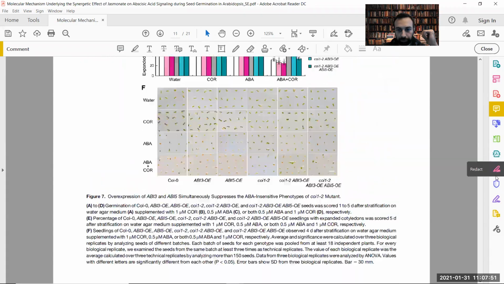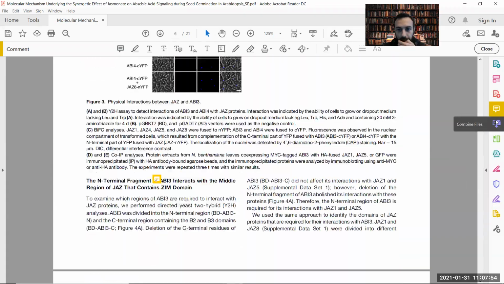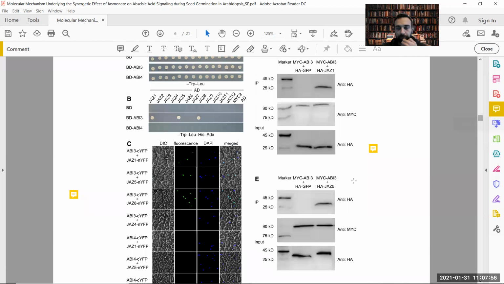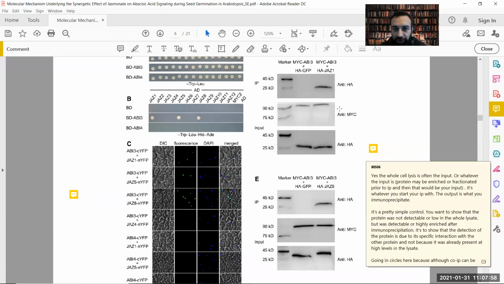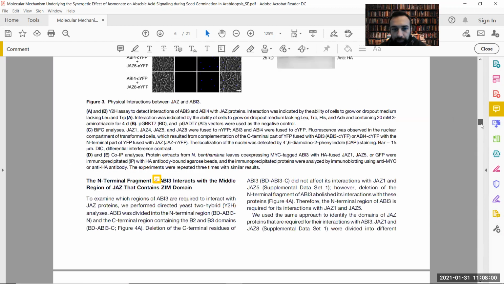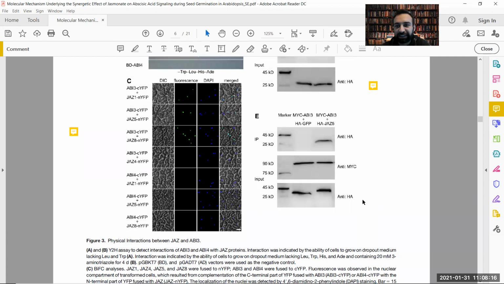Okay. So in the immunoprecipitation here, it's strongly written that HA antibody bound agarose beads are used. I think MIC antibody bound agarose beads are used, and I checked it with the protocol and I saw that it's the case.